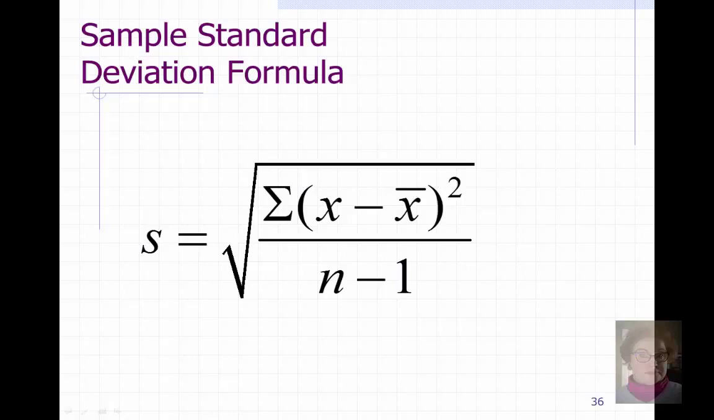Now, one of the measures of variation is variance. Variance is simply the square of the standard deviation. So variance is going to be s squared, and then we just would not take the square root of that. We do not use variance very often because it's very hard to interpret. The standard deviation is much easier to interpret.